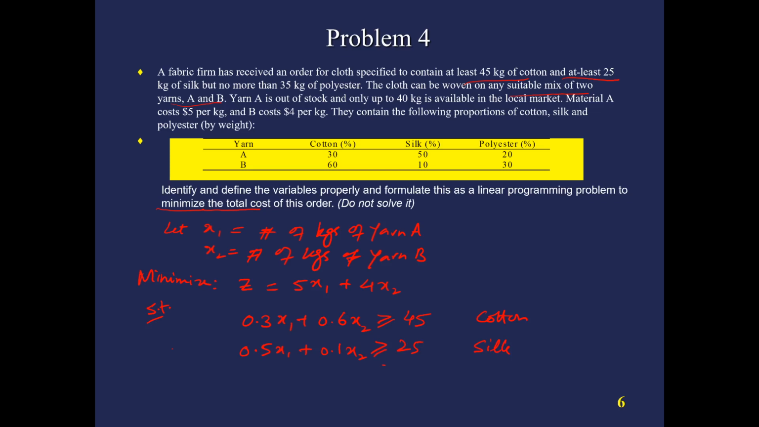And then we have polyester, 0.2 x1 plus 0.3 x2, and now we see that it says but no more than 35 kilogram of polyester. No more means less or equal to 35 kilogram, and that is polyester.